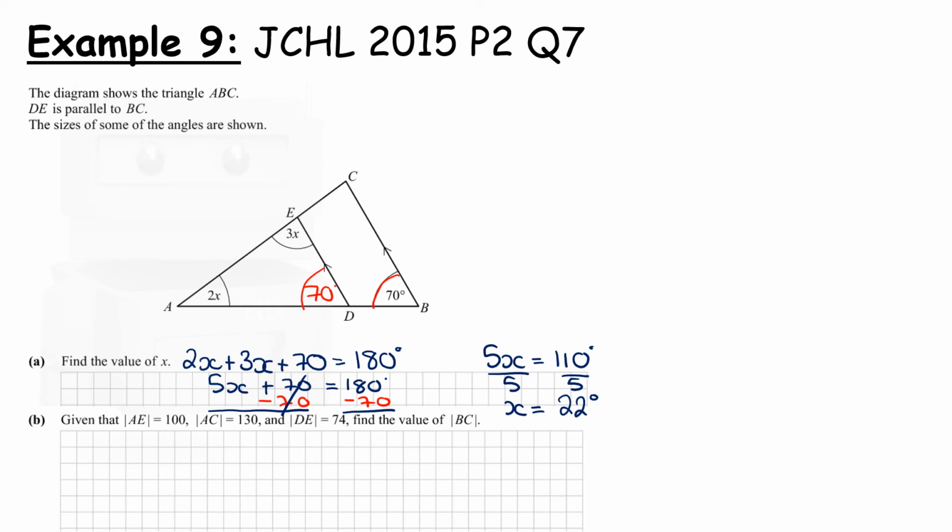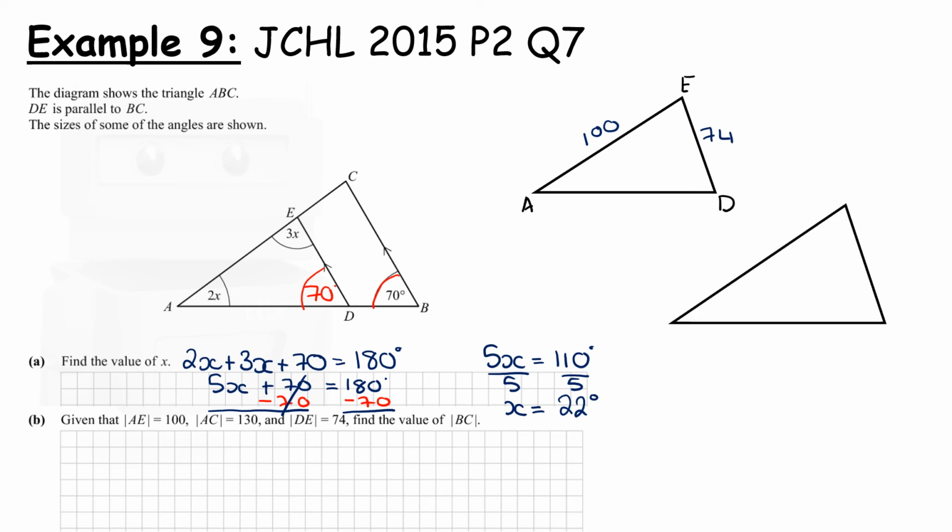So first thing I'm going to do is draw out each of the triangles separately. I think this is a much easier way to work with it. So here is AED in terms of measurements. This is 100 and this is 74. In our bigger triangle, this being ACB, we know that AC is 130 and we want to find BC, which I'm just going to call y.